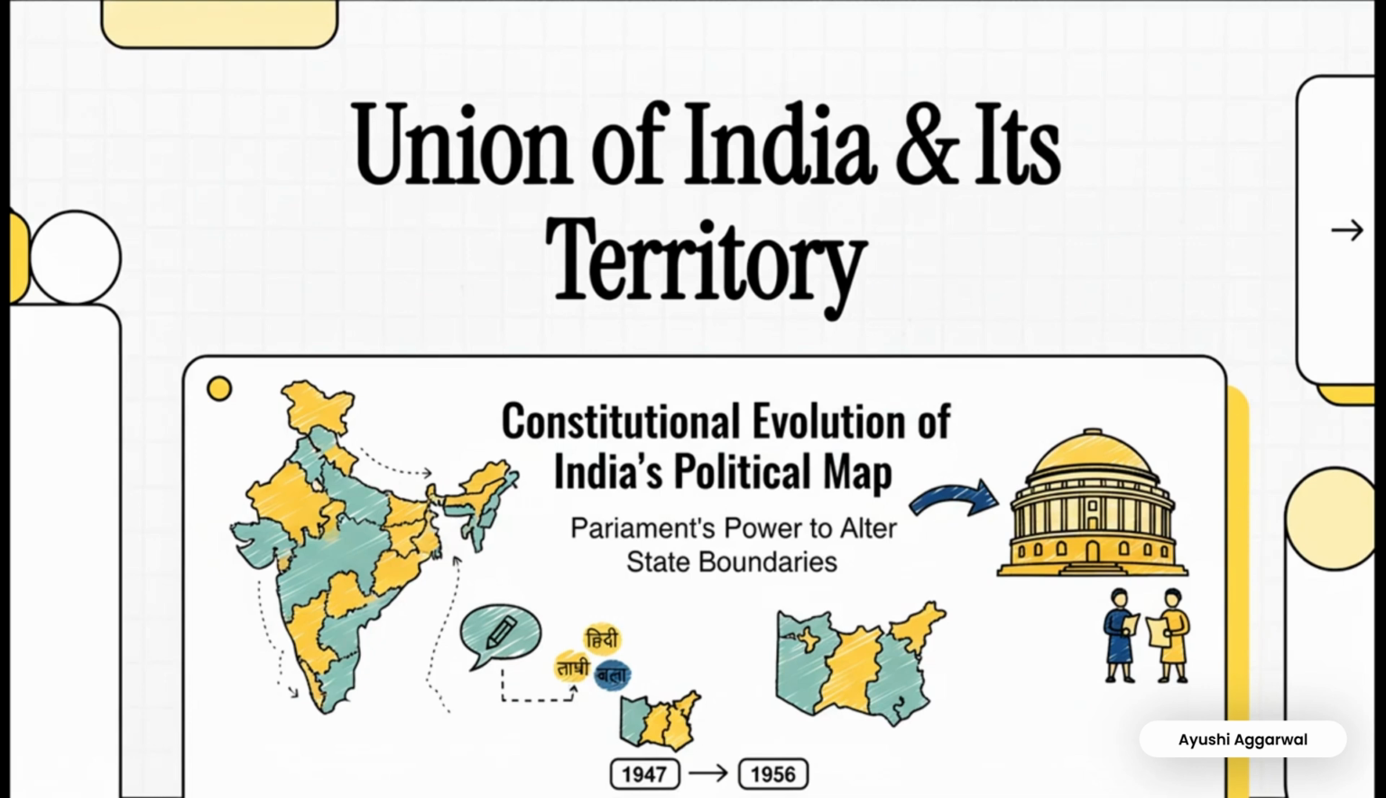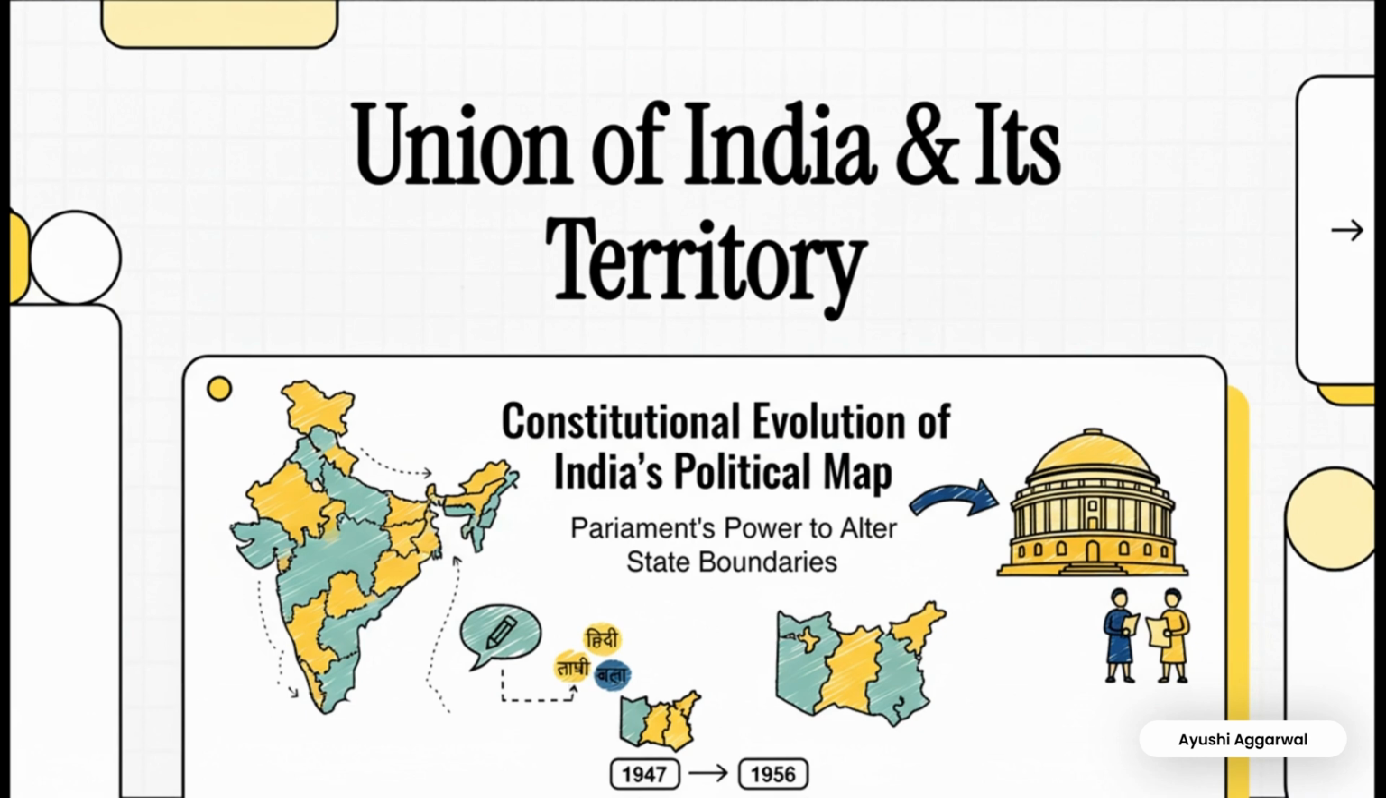Have you ever looked at a map of India and just wondered, how did our states get their boundaries? The map we see today didn't just appear overnight, right? It's the result of decades of intense debate, struggle, and some really careful constitutional planning. So in this explainer, we're going to break down the whole story of India's union and its territory. Trust me, this is a super crucial topic for your competitive exams.